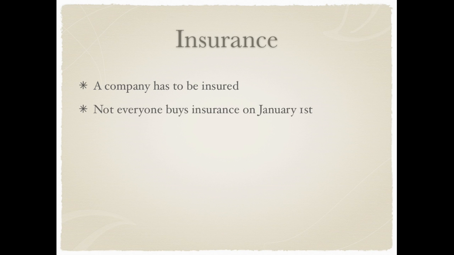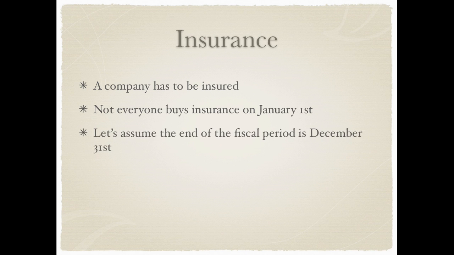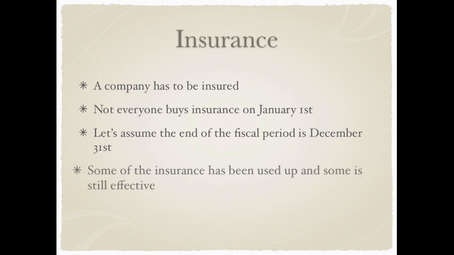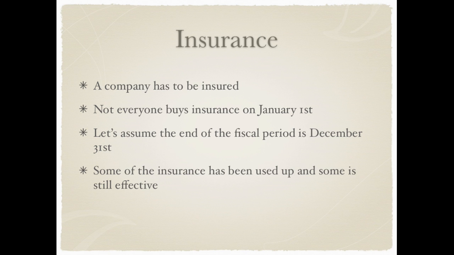So not everyone's going to buy insurance on January 1st, right? So at the end of the fiscal period, let's say December 31st, some of the insurance is used up and some is still effective. To keep our books accurate, the balance in the prepaid insurance account must reflect this. To do this, we have to calculate how much we used up and we charge that to an account that we may call the insurance expense account.